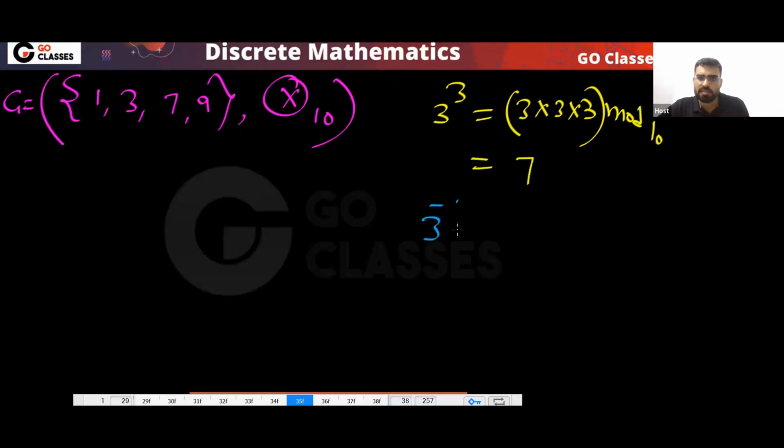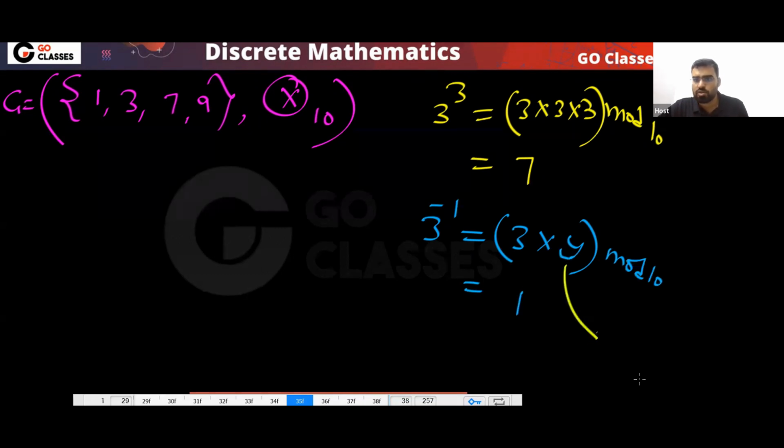What is 3 inverse? Which element should I put here such that I get 1? What is that element which will give me 1? So 7. I can say 3 inverse is 7, so 7 inverse is 3.